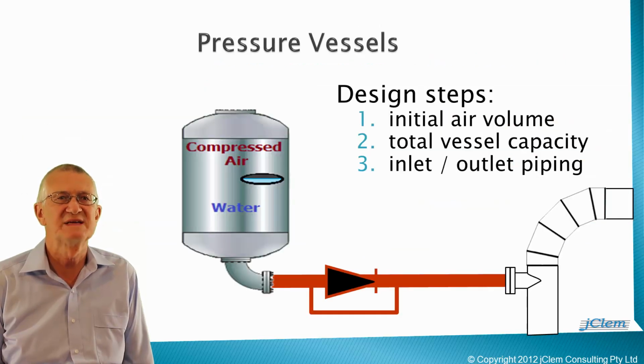Each system will be slightly different. Despite this, the 3 steps in the design process are always the same. First, select the initial air volume. It determines the degree of surge protection the system needs. Second, assess the total vessel capacity required to prevent the vessel emptying and discharging air into the pipeline. Finally, run a series of simulations to size and tune the piping connection between the pressure vessel and the main pipeline.